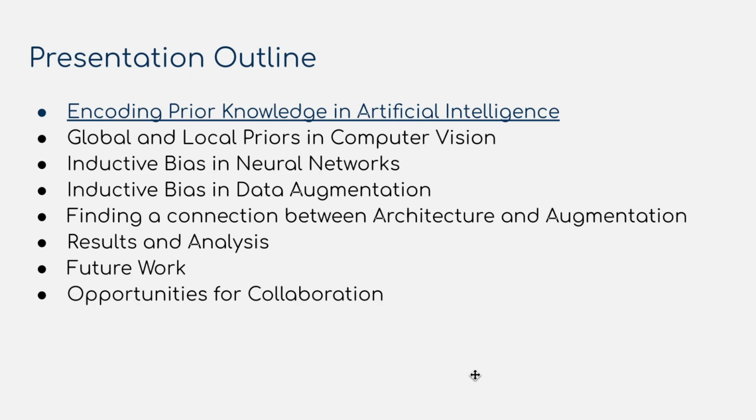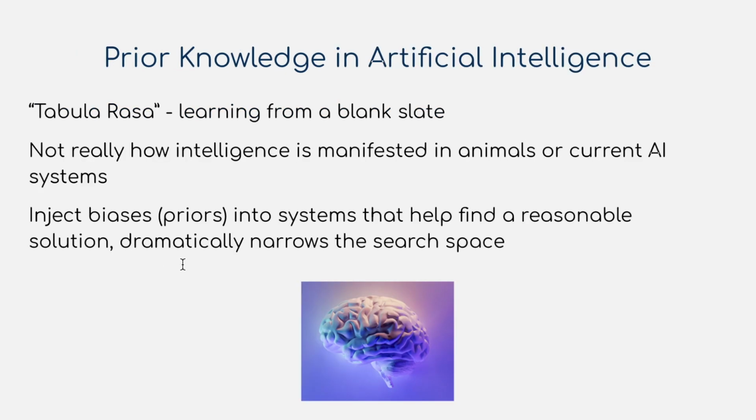We'll quickly present the use of prior knowledge in artificial intelligence, although we'd rather transition into the concrete examples of how it's used in computer vision. So from a high level, we might imagine artificial intelligence as being tabula rasa, learning from a blank slate, where we just have a complete blank slate in our learning algorithm and we have no biases as it learns from data. But this isn't really how intelligence is manifested in animals or current AI systems. We usually inject biases, prior knowledge into the systems that help find a reasonable solution and dramatically narrows the search space. So by adding these priors into the system, it gives it a lot more learning signal.